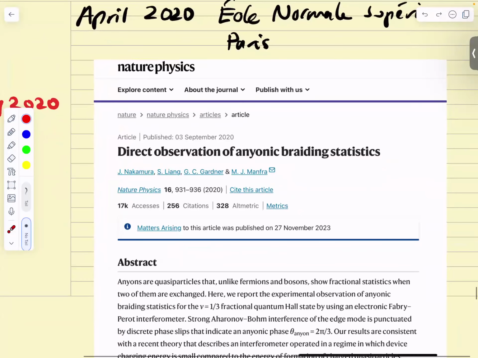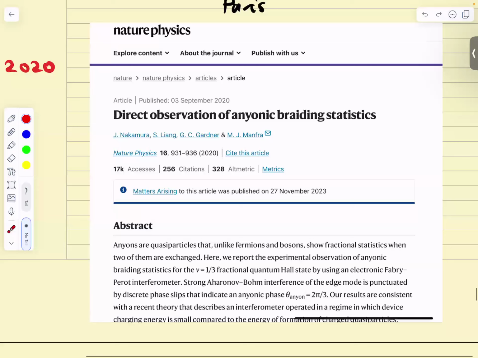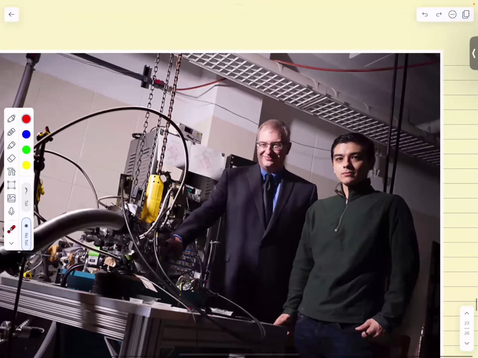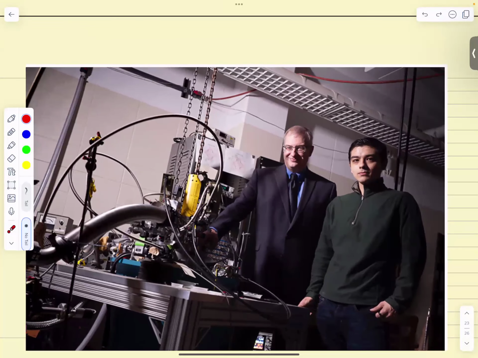saw it. You might recognize this name, Mike Manfra. So it was here at Purdue. And they saw this. As they swapped them, they saw an anyonic phase with theta 2 pi over 3. So Purdue claims to be the first group in the world that saw abelian anyons, actually. That's a fact.